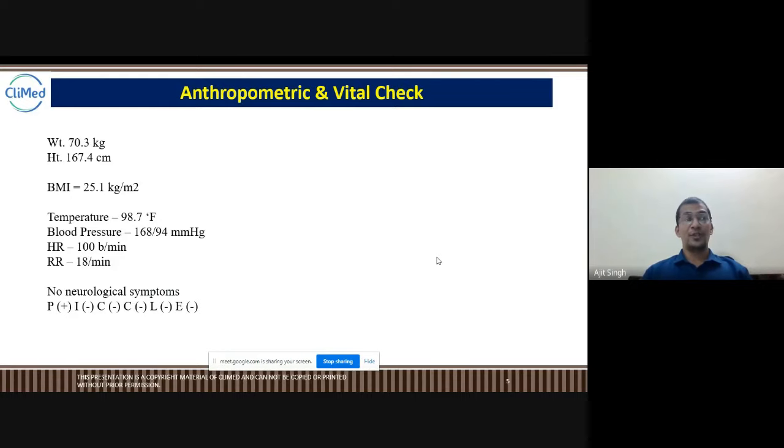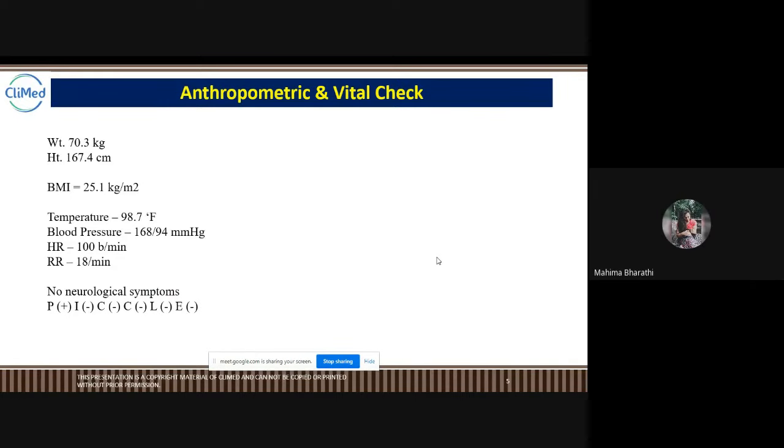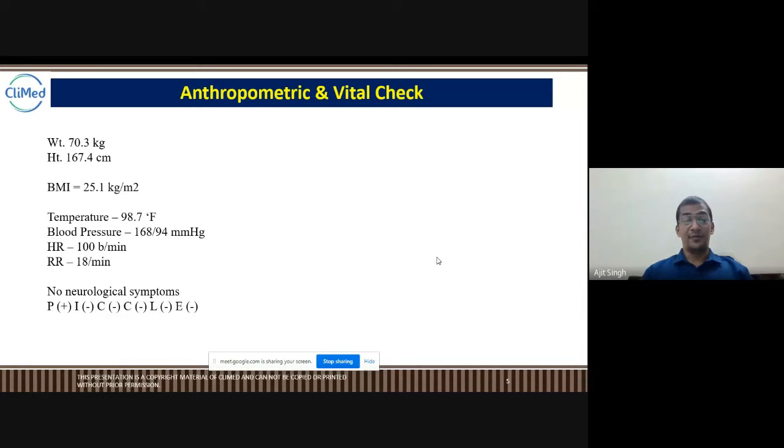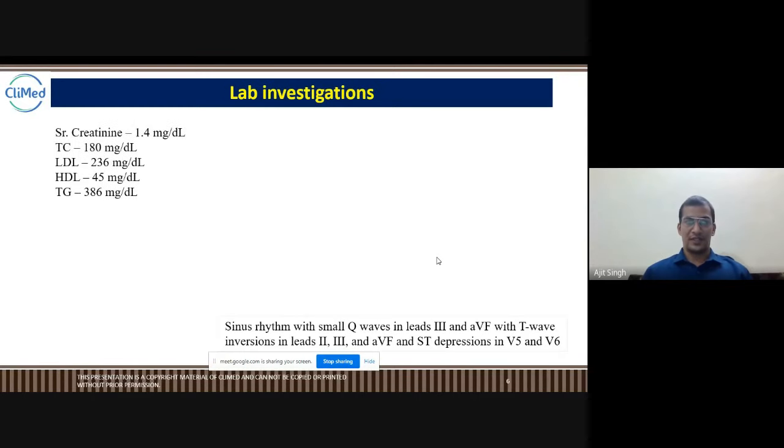What could be the possible laboratory investigations? Anemia, sir. Anemia, exactly. So pallor comes when your HB is low, right? When your hemoglobin is low, RBCs are low, so it could be related to anemia, right? Pallor is related to anemia, correct? So these are the anthropometric and vital checks. Now let's go to the lab investigations.